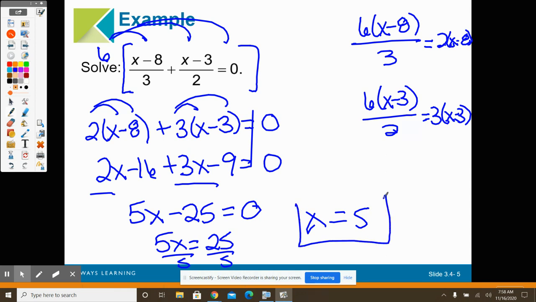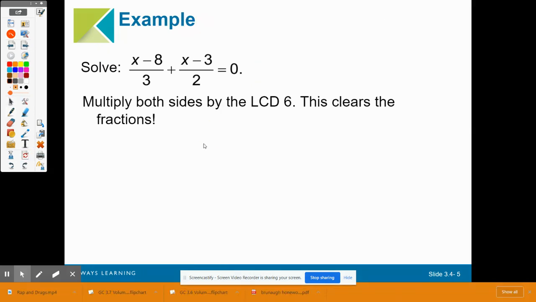This one's real easy to check. 5 minus 8, that's negative 3 over 3. 5 minus 3 is 2 over 2. Does that equal 0? Yeah, negative 1 plus 1 equals 0. So those are some rationals.